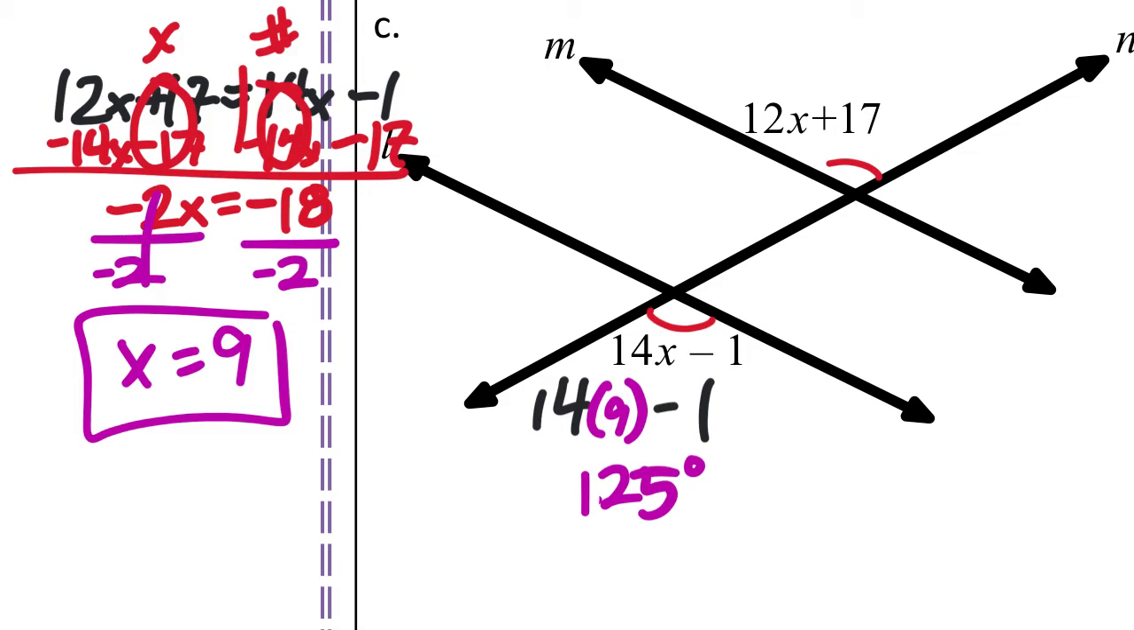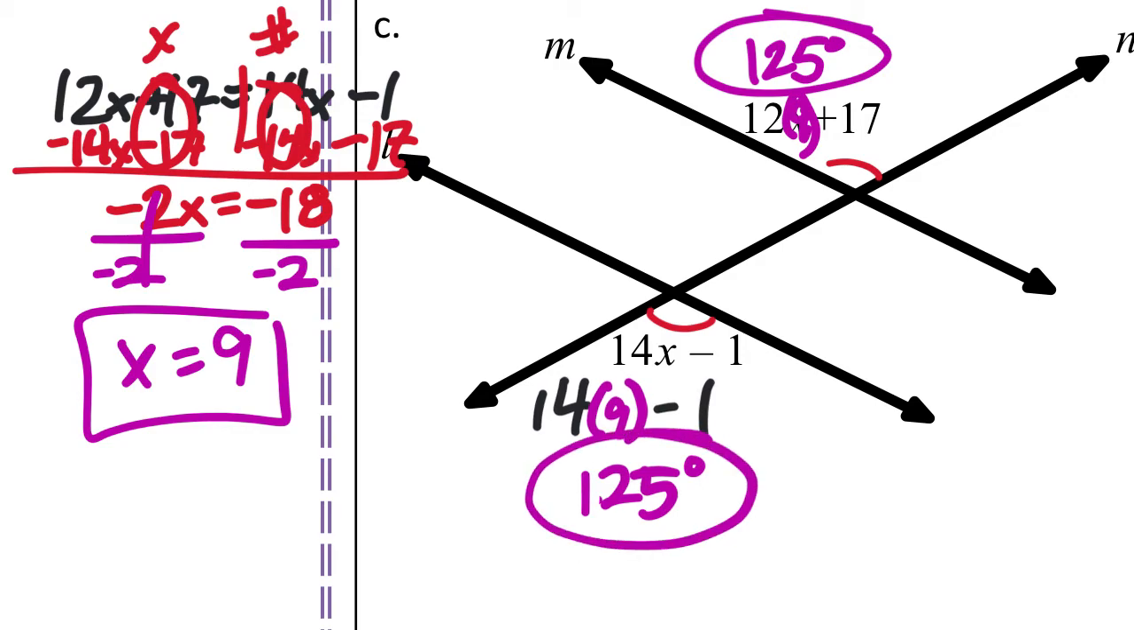Now, the other one should be the same if I replace the x with 9. So I'm just going to plug that into the calculator. 12 times 9 plus 17. Boom, 125. So it also shows that it's the same, which means we did it correct. These two angles are 125 degrees.